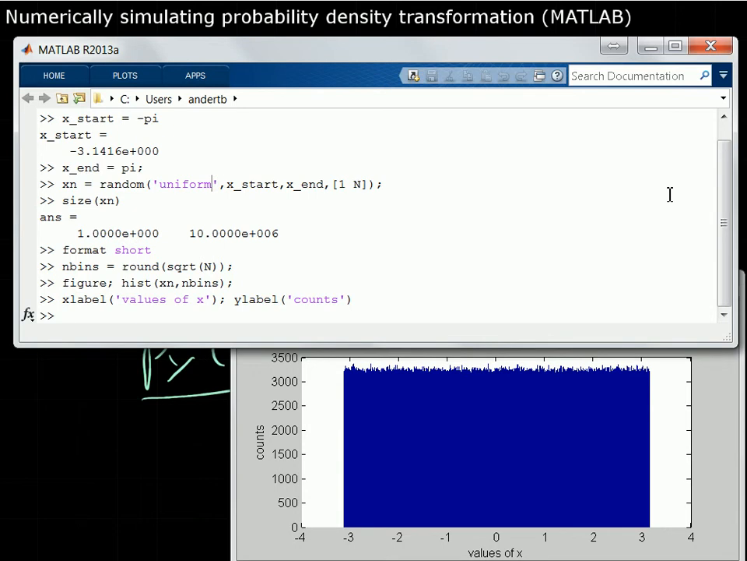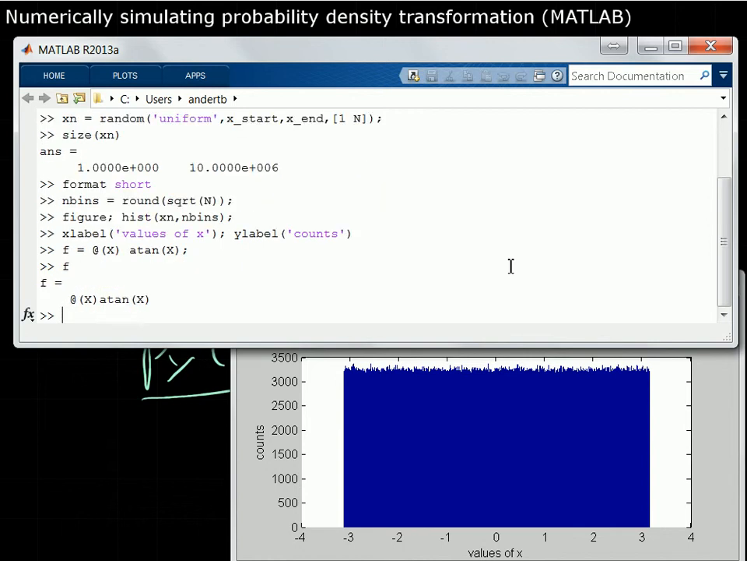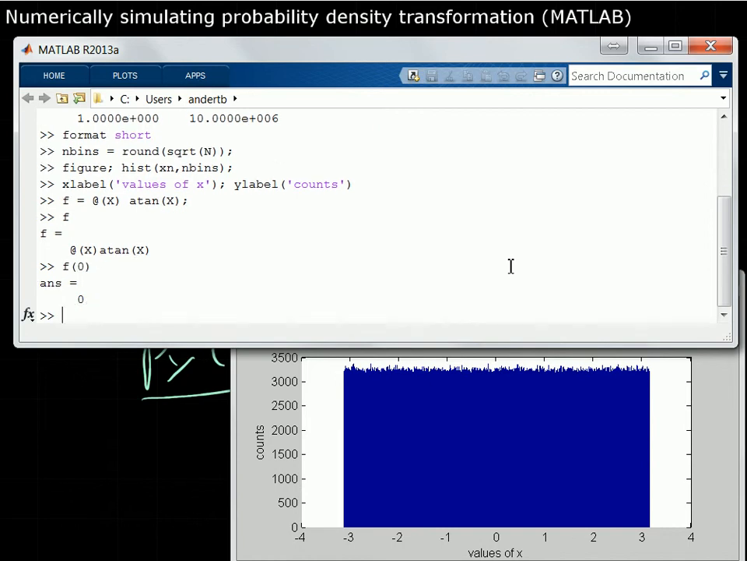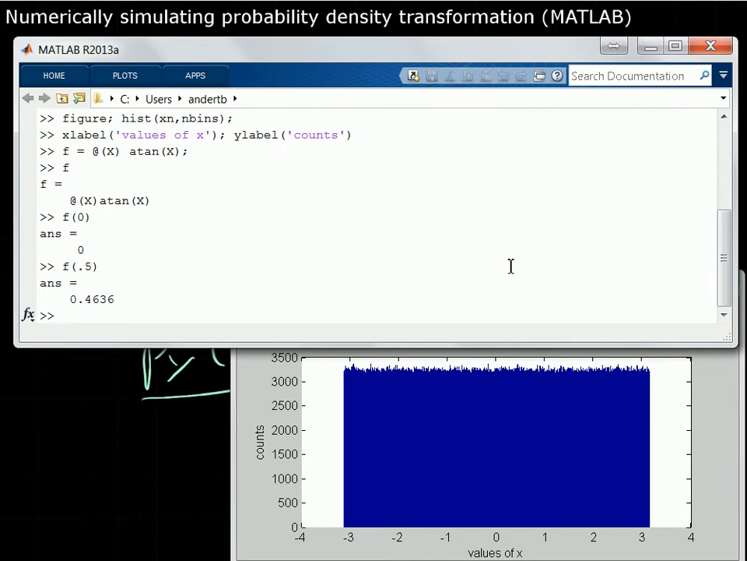So at this point, what we want to do is set up a mapping between x and y. I'm going to do an anonymous function, f, and we'll call that arctangent. So f is an anonymous function. I can say f of 0, and it will tell me the arctangent is 0, f of 0.5. So what we want to do is to establish values y in terms of these x values.